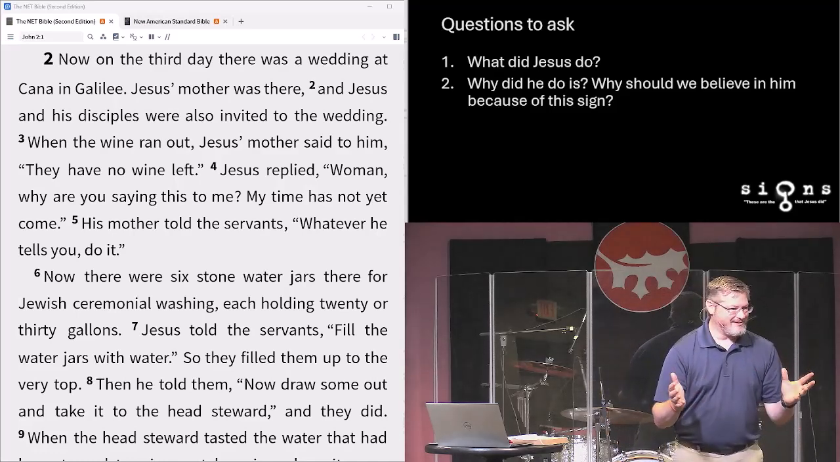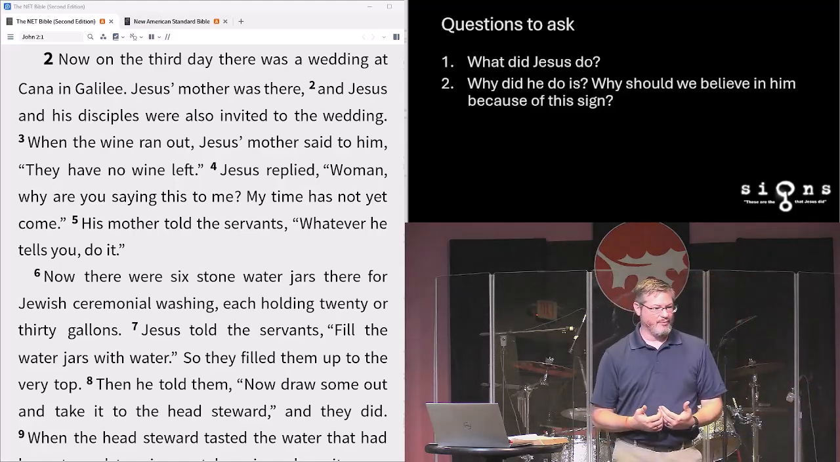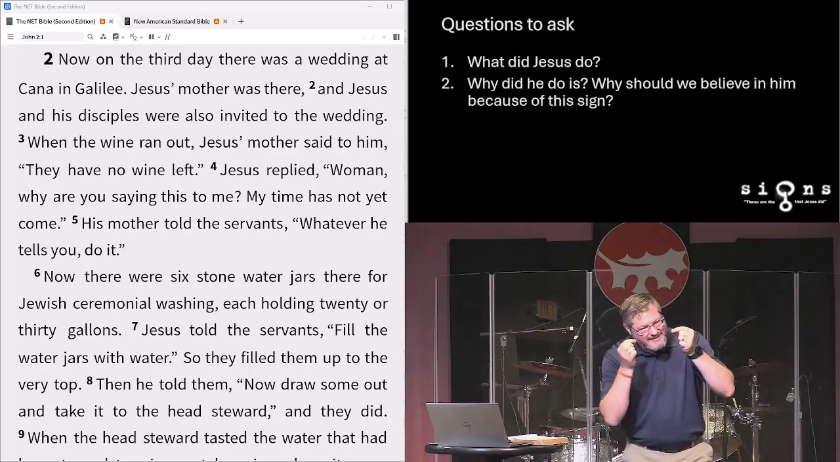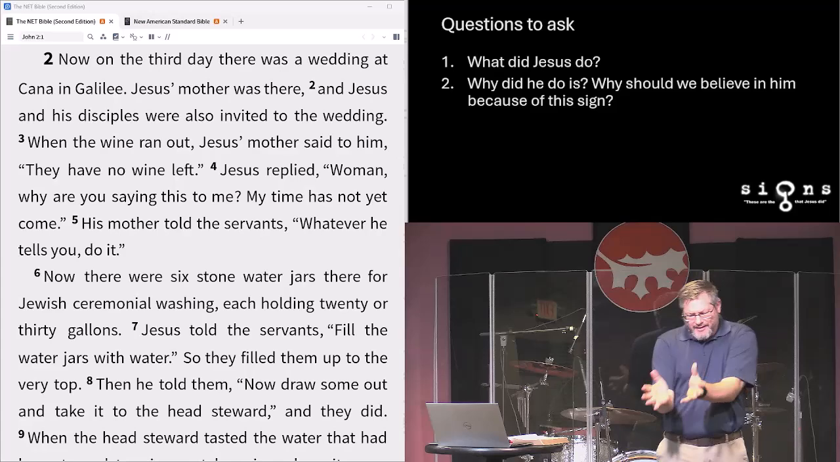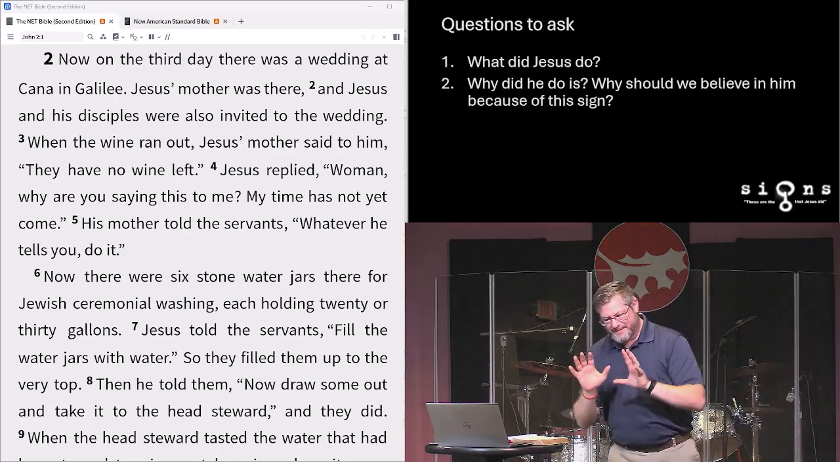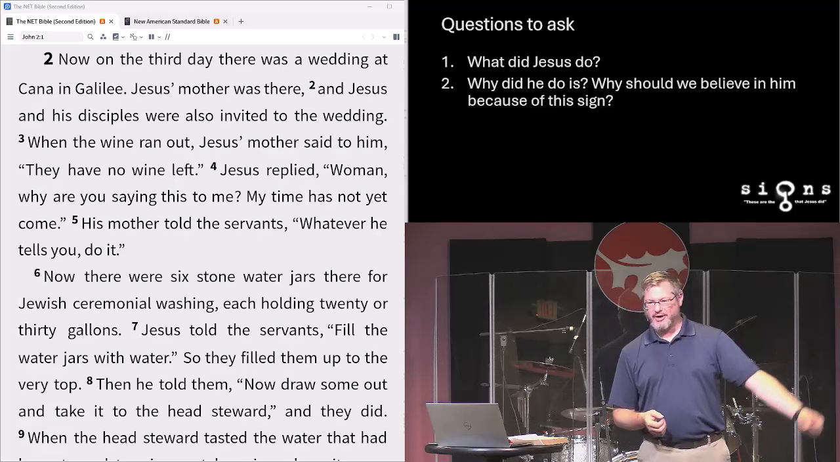We don't need all this. Come sit down, spend time with me. I hear that same gentleness, that same compassion when he says, woman, why are we getting involved here? This is not why I'm here.